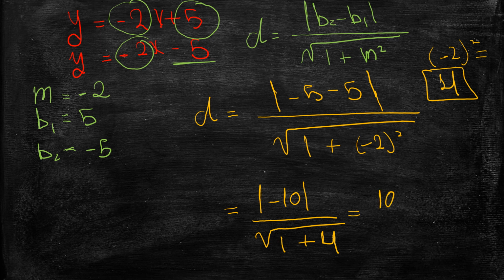So the absolute value of minus 10 is 10. As you see, this is the purpose of having the absolute value, to take the minus sign away because we are dealing with distance. Distance should be positive. Divided by the square root of 1 plus 4, which is 5. After simplifying, you will get 10 over the square root of 5, which is approximately 4.47 units. And that's it.